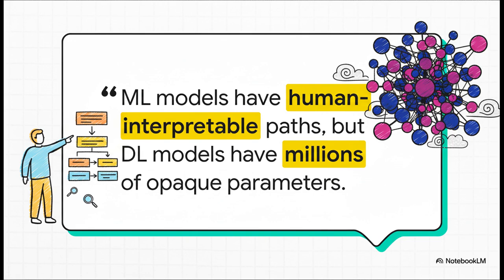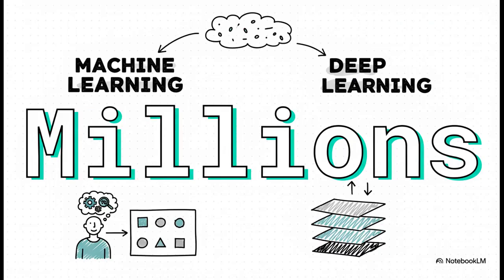With some ML models, like a decision tree, you can literally draw out the path it took to make a choice. It's logical, it's clear. But with deep learning, that path is buried deep inside a tangled web of millions of tiny connections. It's opaque. It's almost impossible for a person to look inside and really understand why it made the decision it did.